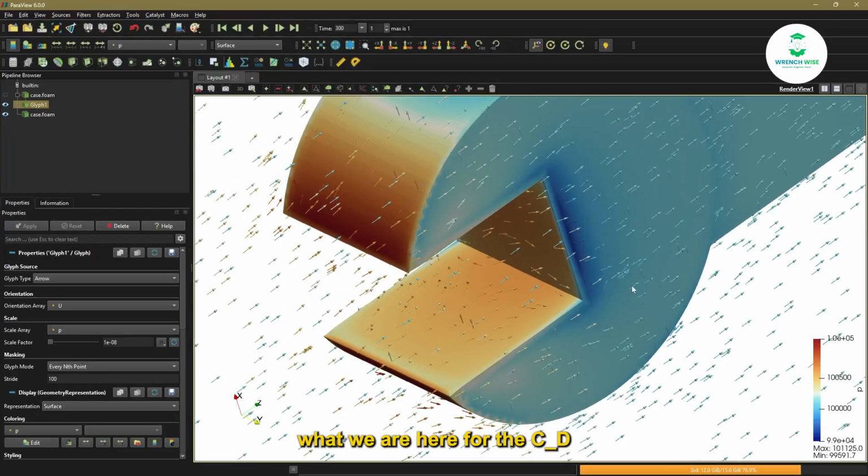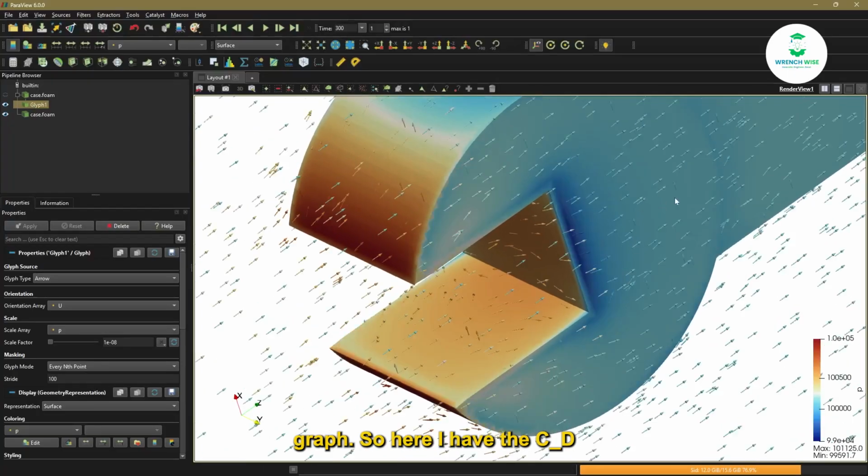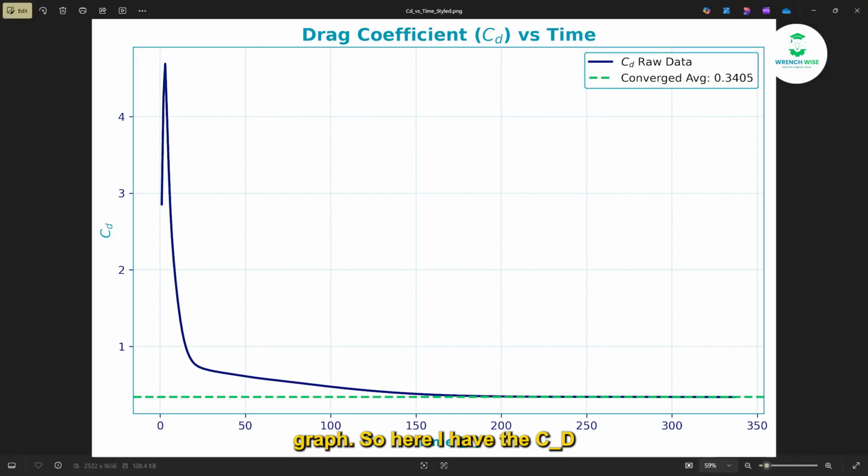But let's take a look at what we are here for, the CD graph. So here I have the CD graph. As we can see, initially as the iterations increase, the value increased, but over 50 to 100 iterations, it started converging to this particular value. The final converged value came out to 0.3405. This is closer to what you would expect for shapes resembling our range. So this value makes sense.